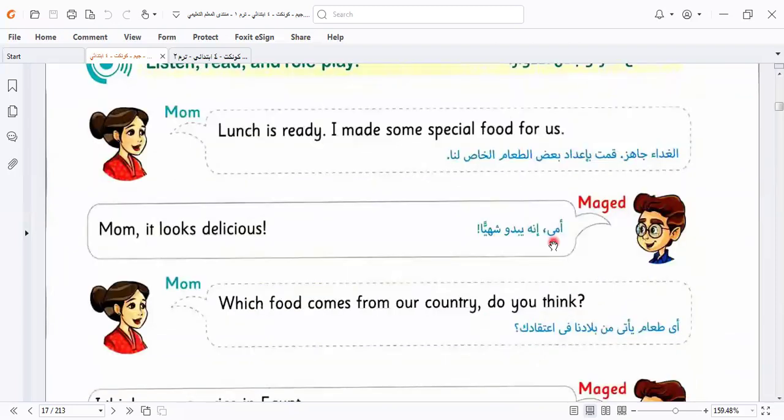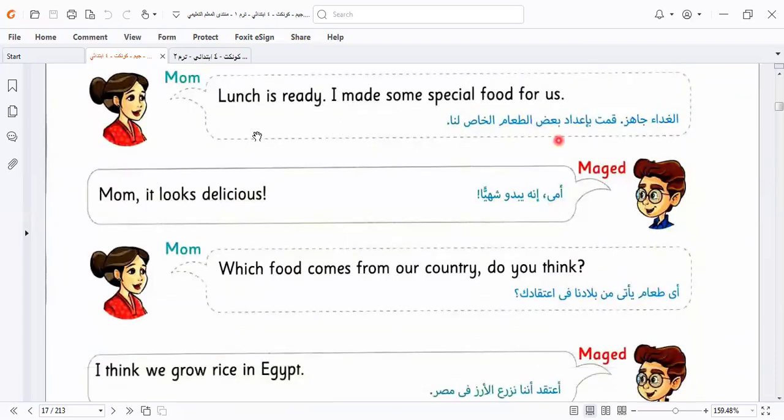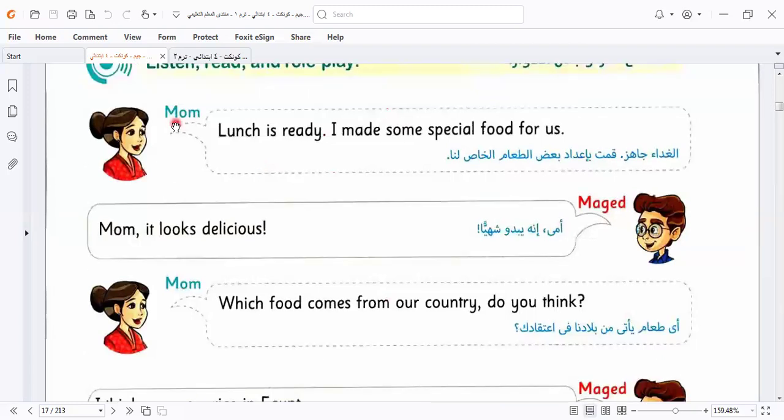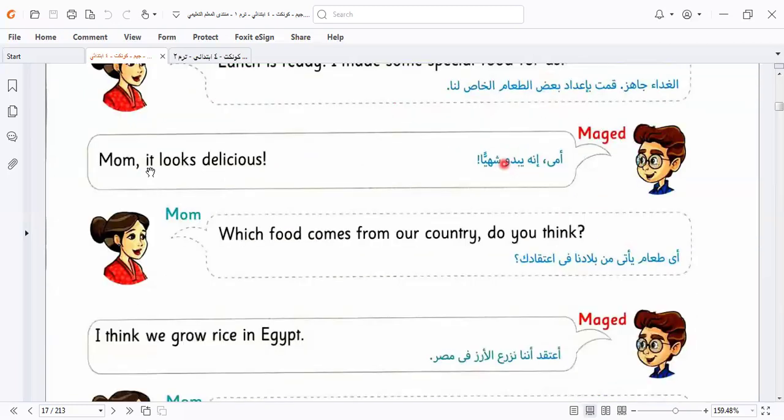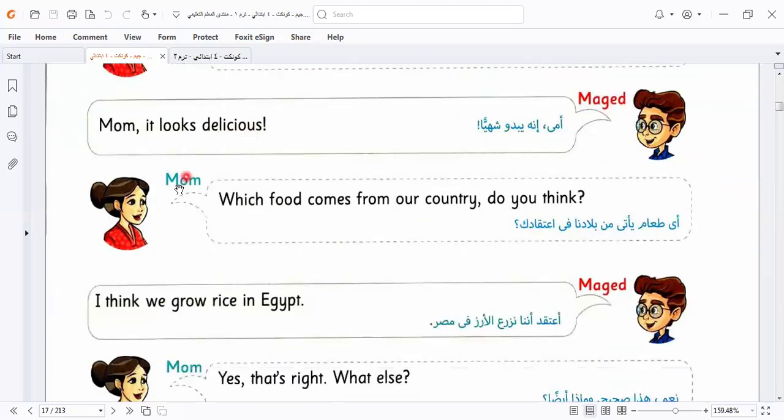Here we have: Lunch is ready. I made some special food for us. So mom took time to make it. Lunch is ready. I made some special food for us. Mom, it looks delicious. Here mom is talking also to Maggie, saying, which food comes from our country, do you think? So mom asked Maggie about the food that comes from our country.